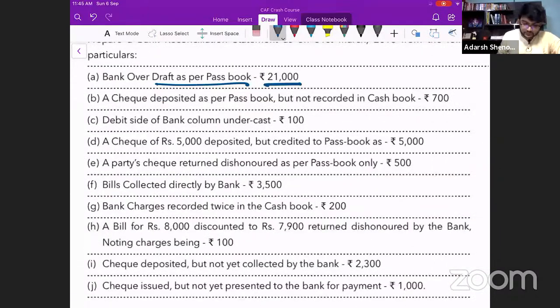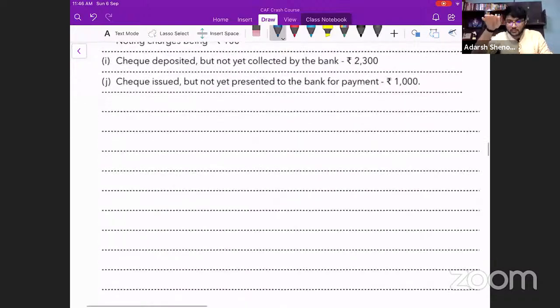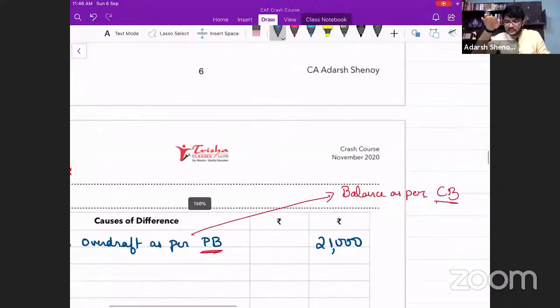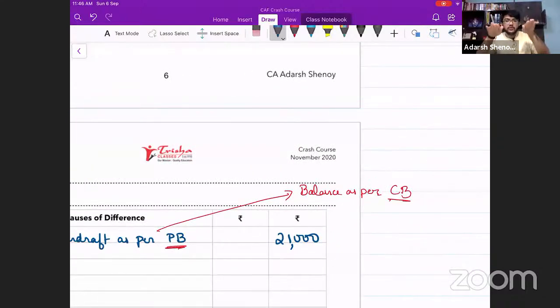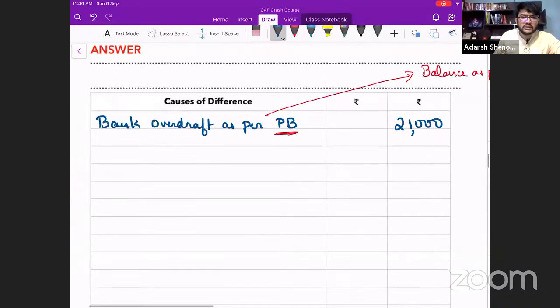Shall we start? Check deposited as per passbook but not recorded in the cash book. Can you tell me which book has moved because of this? Passbook has moved because of this. Upwards or downwards? Passbook has moved upwards because you have deposited a check, so it has increased. It was not recorded in the cash book. Now, what should I do about this? What is my starting point? My starting point is cash book. So what should I do? Add. I have to add. Is everyone comfortable with this?